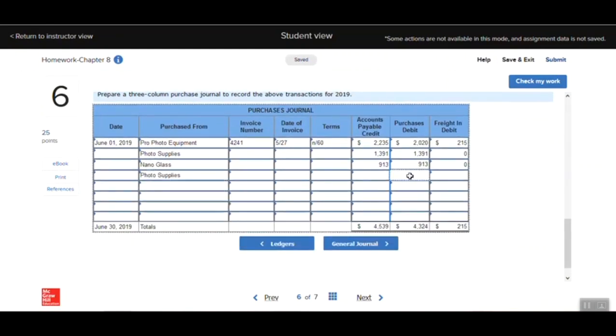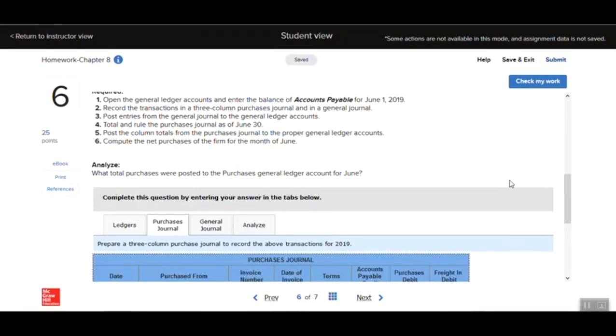So that was photo supplies for $1,170, and they did charge us freight. So the accounts payable amount is the total of the purchases plus the freight. So $1,242 would be the amount there. And don't forget to complete the rest of the information on that line.